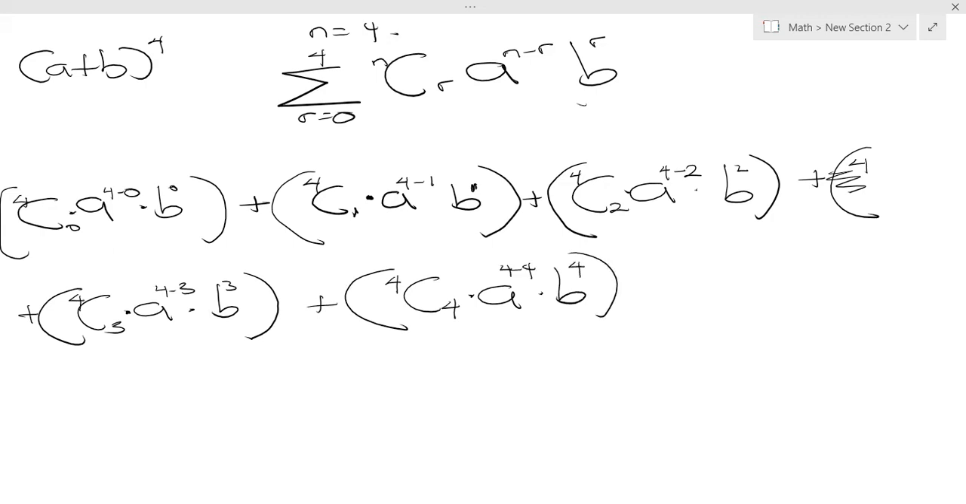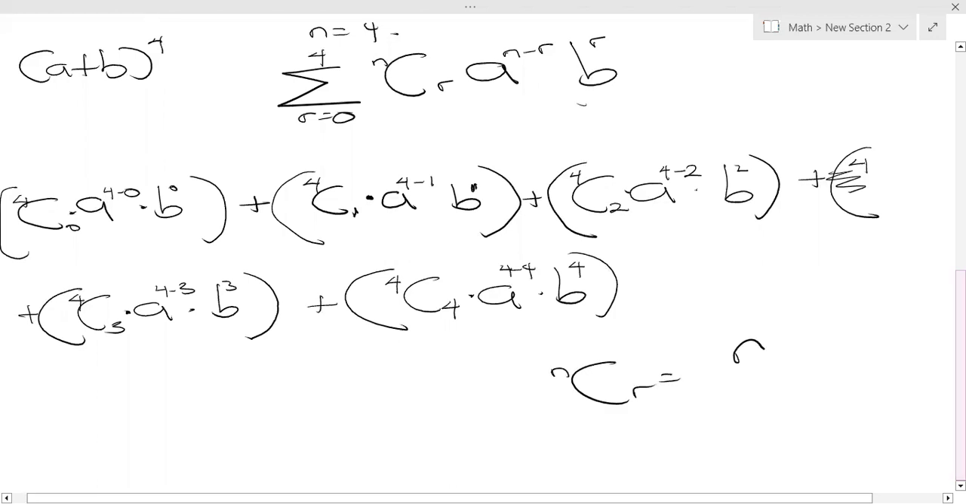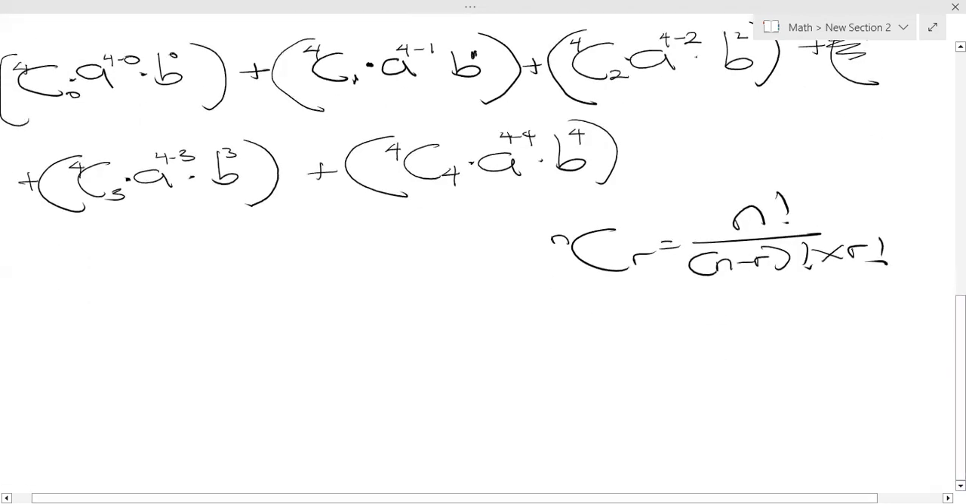So this C just stands for combination. What does that mean? nCr is equal to n factorial over n minus r factorial times r factorial. You can either do it with your calculators or do it manually. So let's just do it manually. Let's start with this one.